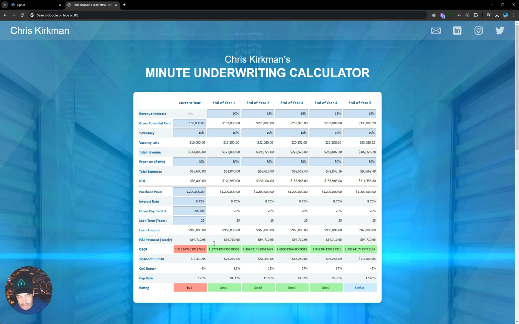Anything over a DSCR of 1.25, which is what a lot of banks want, some only want 1.2, turns green. If it goes above 2, then it turns to stellar down here, and that's pretty awesome, if you're able to achieve that. This helps you figure out what purchase price might work. You can play around with the different numbers here. You're like, oh my goodness, I'm not going to get even close to that. Let's try 800,000, and boom, we're right around there.